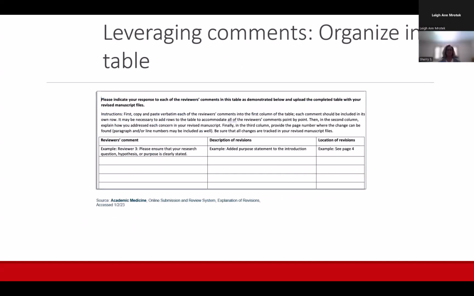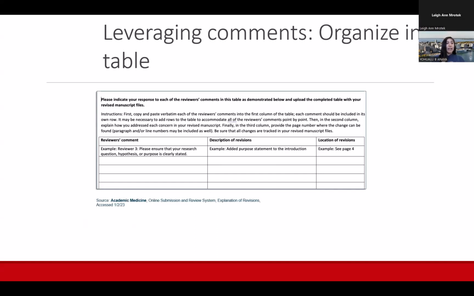And then the last thing that I'll mention is the importance of really making it easy for your associate editor to do their job and for them to figure out whether or not you addressed their comments and recommendations. And really, it is your job to make it show that you did your best in addressing their comments.